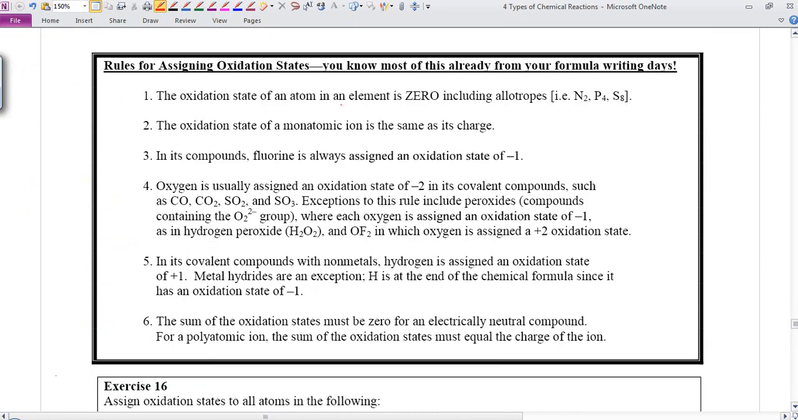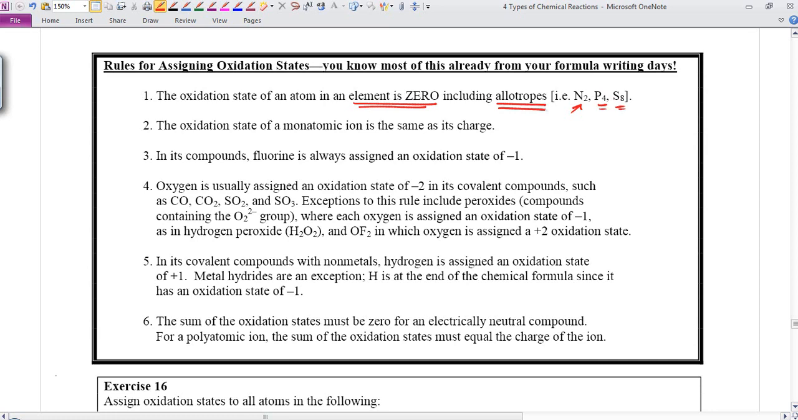The oxidation state of an atom in an element is 0. So you're always on the lookout for the elements. Don't forget about the allotropes, things that are diatomic. Hydrogen, oxygen, nitrogen, and all the halogens are all diatomic, but phosphorus has a tendency to be P4, and then sulfur has a tendency to be S8 in their allotropic form, where they cluster together as a clump of atoms.